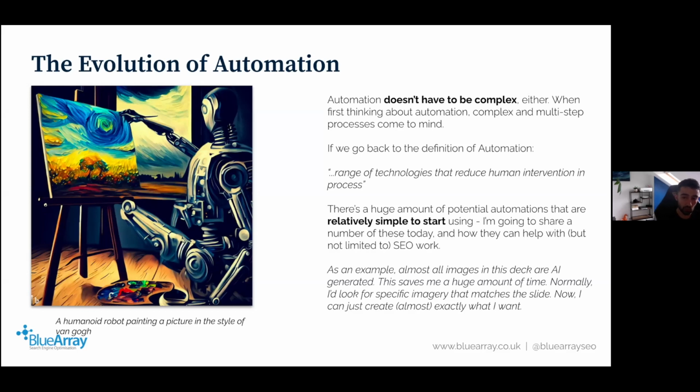As an example, almost all images, I think all but 3 images in this deck, are AI generated. And this saves me a huge amount of time. Normally, I'd look for really specific imagery that matches the slide. I'll be Googling for a really specific topic, looking for a specific image, and I won't find exactly what I want. Now I can just create almost exactly what I want.